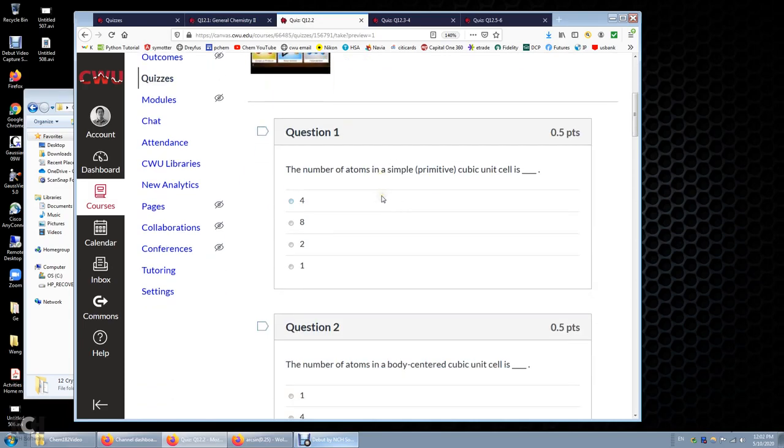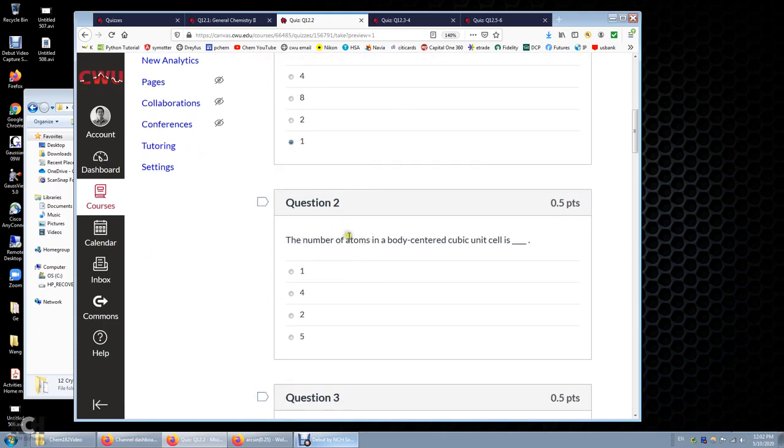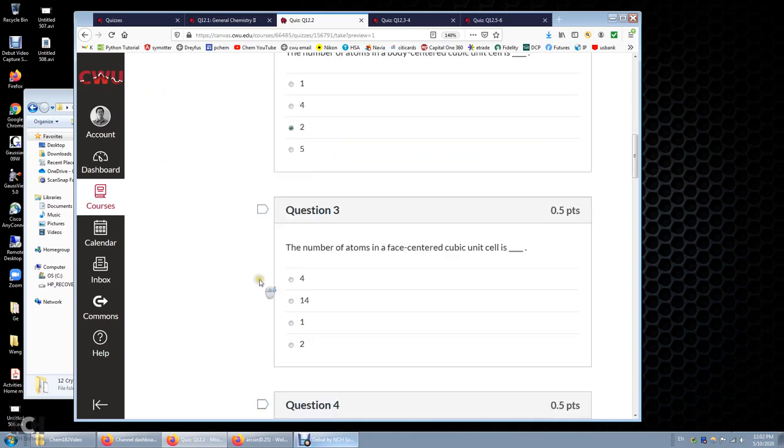Quiz 12.2. The number of atoms in a simple or primitive cubic unit cell is 1. So you have 8 corners. On each corner, you have 1/8 of the atom. The number of atoms in a body-centered cubic unit cell is similar to the simple cubic unit cell. The difference is there's one extra atom, the whole atom at the center. So 1 plus 1 is going to be 2.